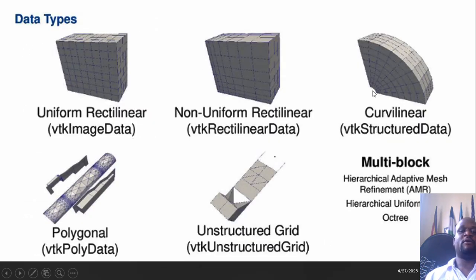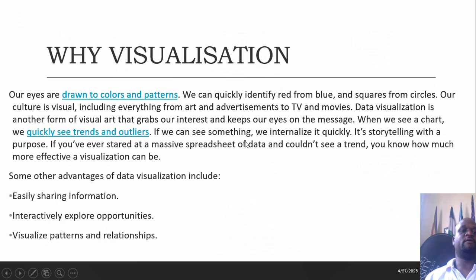So there are many data types. One of them is the uniform rectilinear. We have the non-uniform rectilinear, the curvilinear, the polygonal, and the unstructured, among others. These are the data types that are compatible with Paraview.